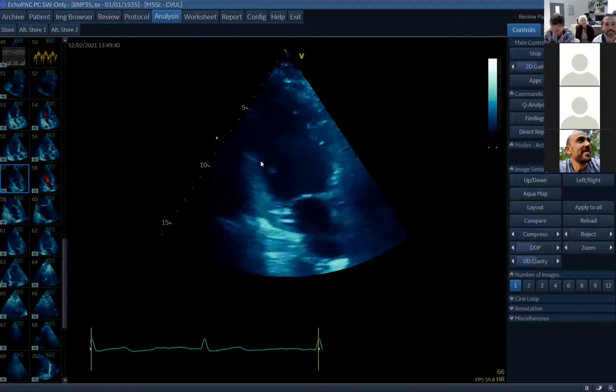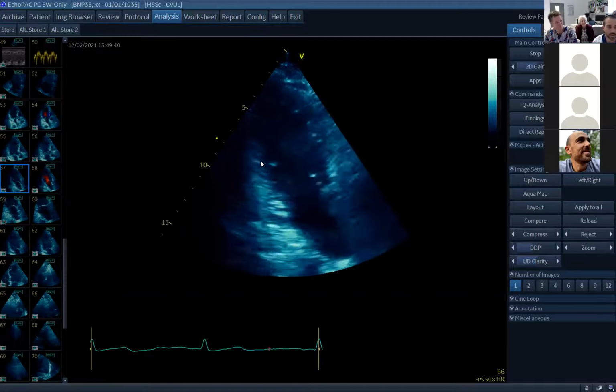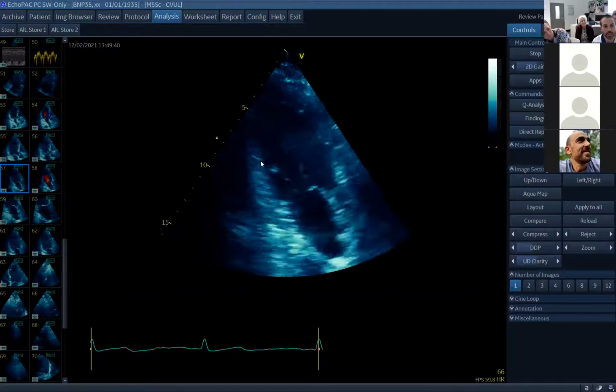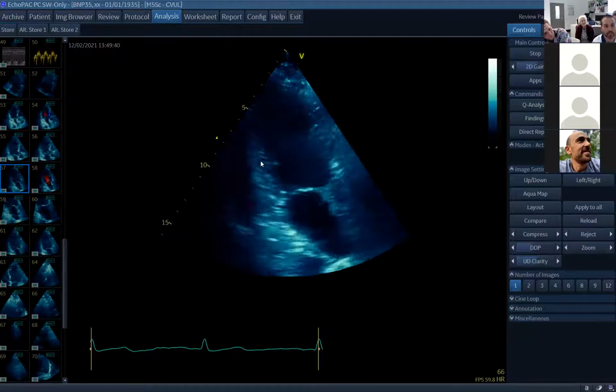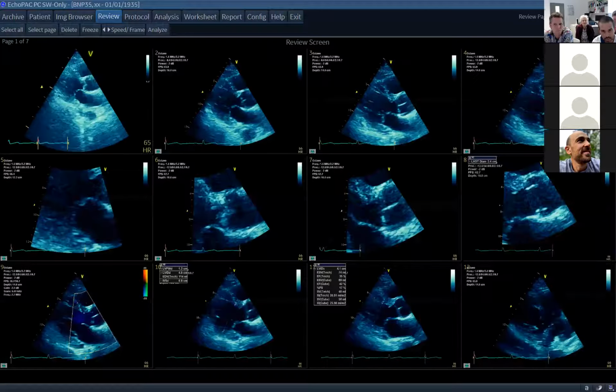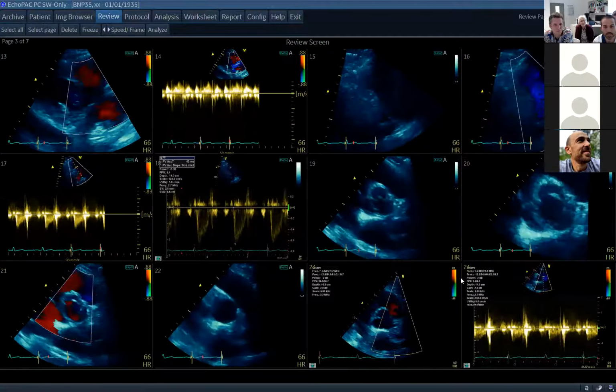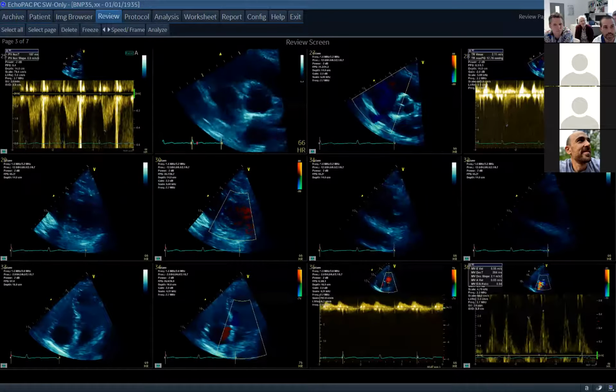Fantastic. So what are your conclusions? So he's got moderate LV systolic dysfunction. I can't see any regional wall motion abnormalities. There's no other cause that I can see on this echo. I'd like to see what his valves are doing in terms of regurgitation. He's got urosepsis, so there's a question of whether there's infective endocarditis, which I've yet to see.